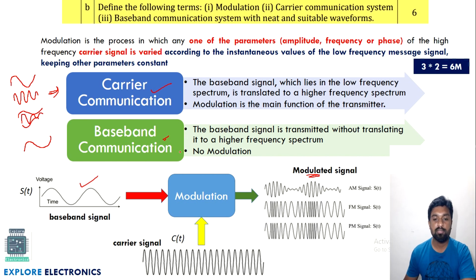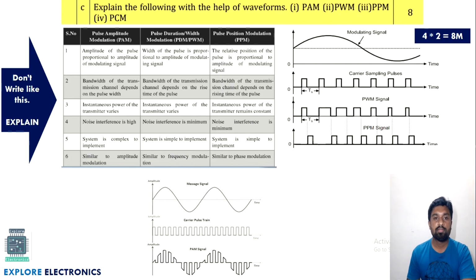For the baseband communication, no modulation is there. One line you need to write: there is no modulation. We are going to send the baseband signal as it is. Then explain the following with the help of waveforms. Here PAM, PWM, PPM and PCM are asked for just 8 marks. Each carries 2 marks. So waveform is sufficient.